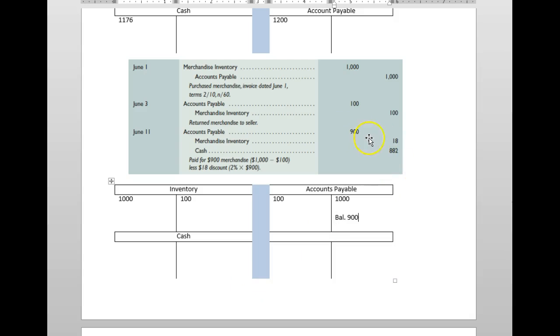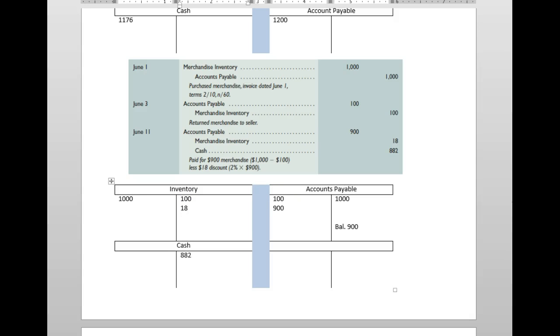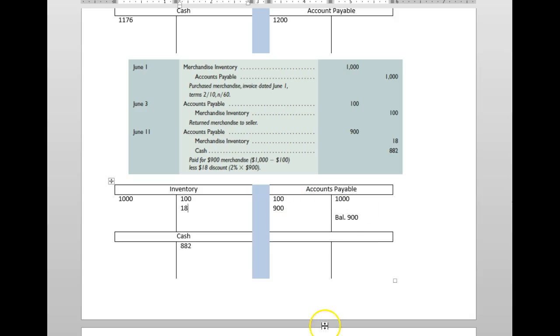So you can see how it lays out, right? So now I'm going to debit the accounts payable for $900. I'm going to credit cash for $882. And I'm also going to remove or apply that discount to my inventory so that now this is a zero balance. This shows that I paid for it.